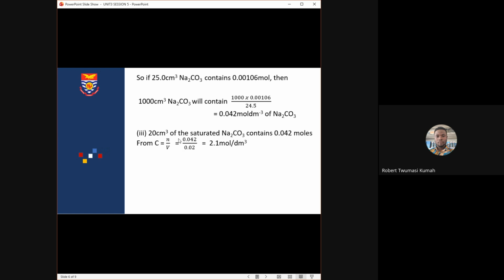So our solubility equals N over V. The N is 0.042, and the volume was the 20 that was fetched. And so that gives us 2.1 mole per dm cubed. So that is the solubility at the 25 degrees Celsius.